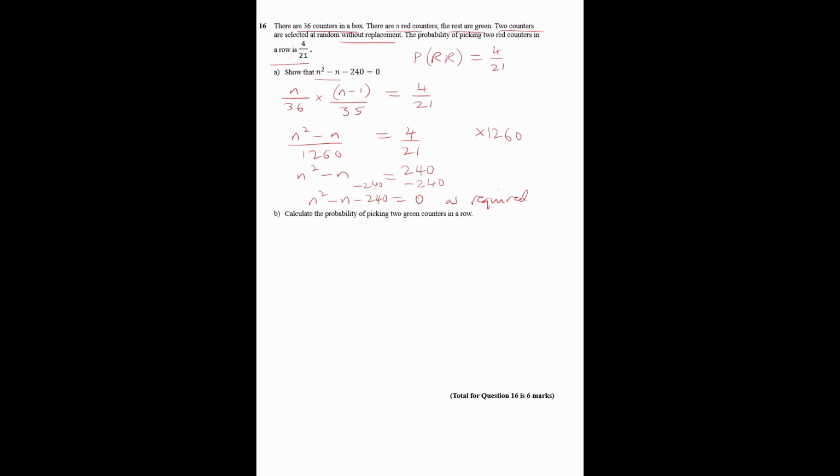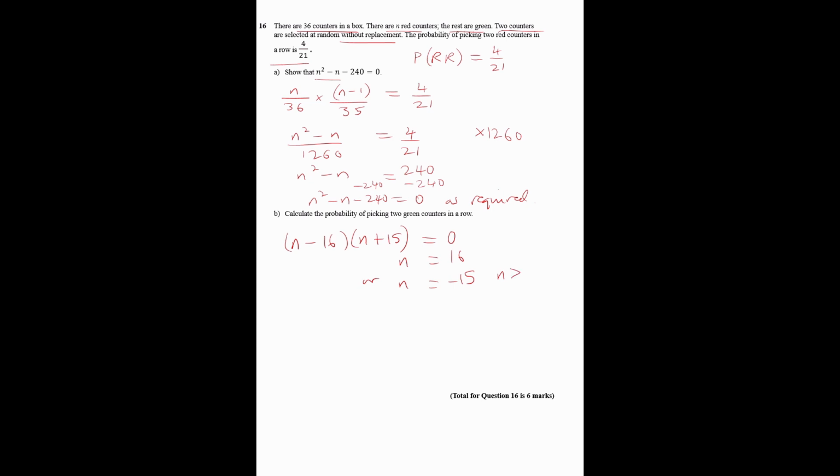Right, so 16 and 15 go into minus 240, so it'll be minus 6, n minus 16 and n plus 15. So just double check that. 16 times 15 is 240. Minus 16 plus 15 is minus 1. So n equals 16, or n equals minus 15.